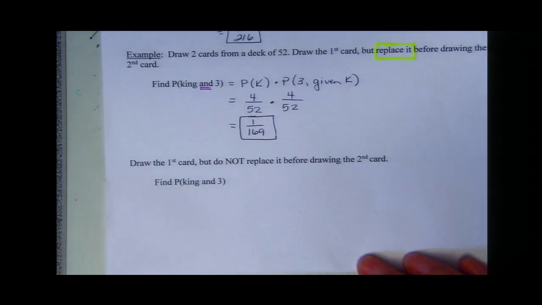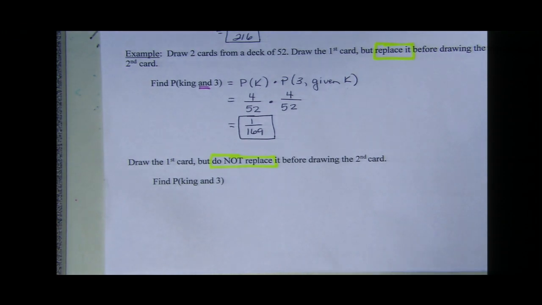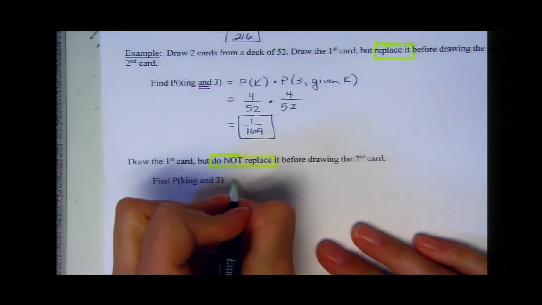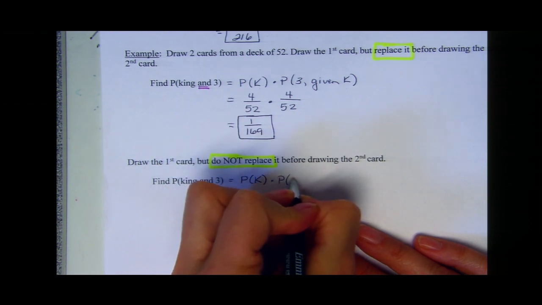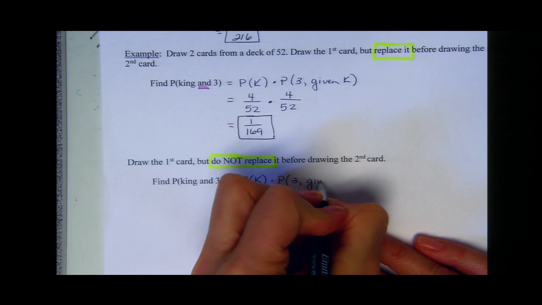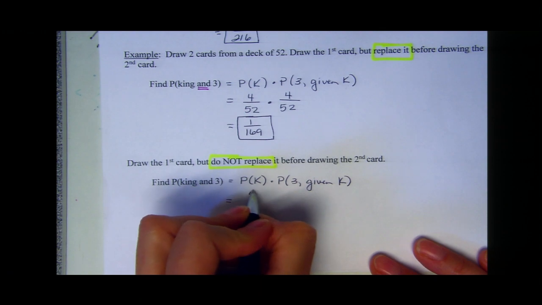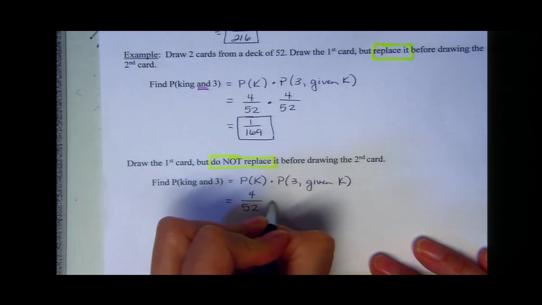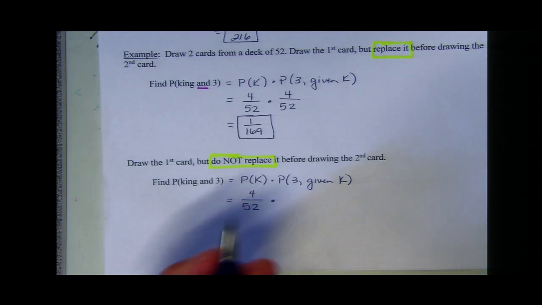All right, now this says draw the first card, but now it says do not replace the first card before drawing the second. So we have the probability of a king times the probability of a 3 given king. So we already know that this is 4 out of 52. Now you're going to hang on to that card. So assume that you are holding a king in your hand. On the second draw, what's the probability of getting a 3?